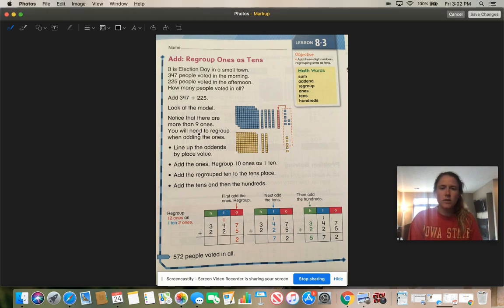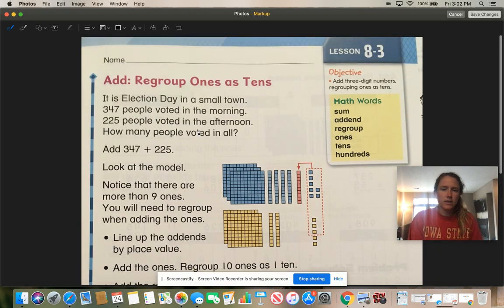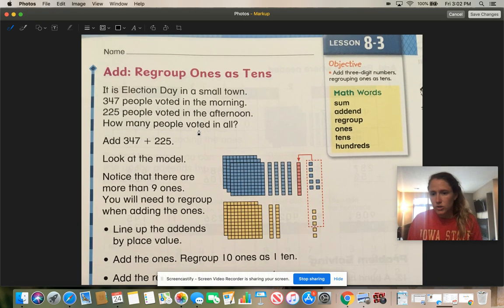Hi, second graders. Today is lesson 8-3. So we're starting to get into the harder parts of our 3-digit by 3-digit addition. So here we go. Let's go over our math words first.